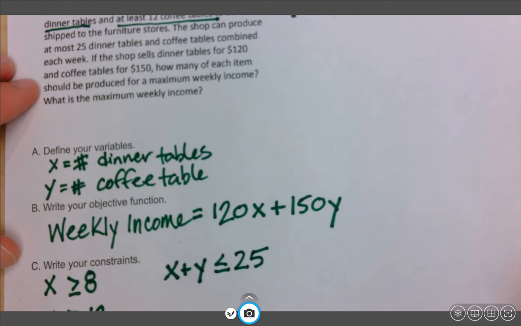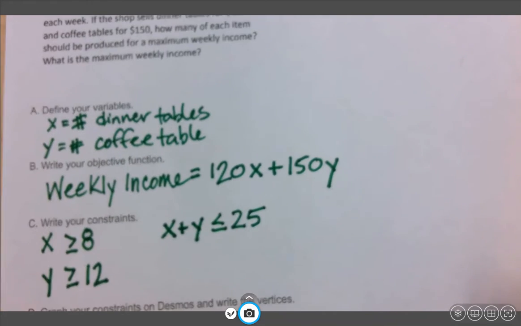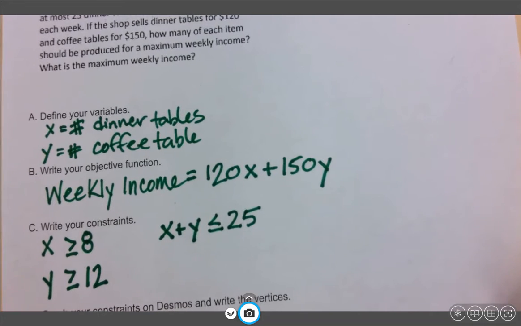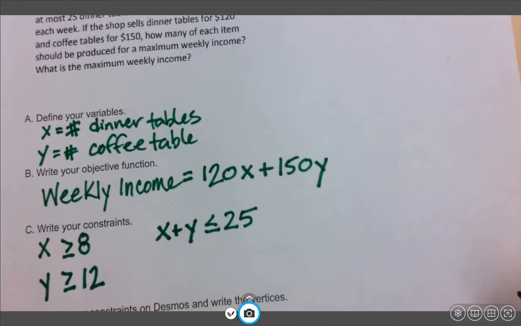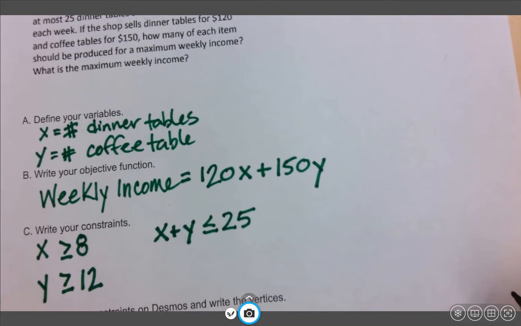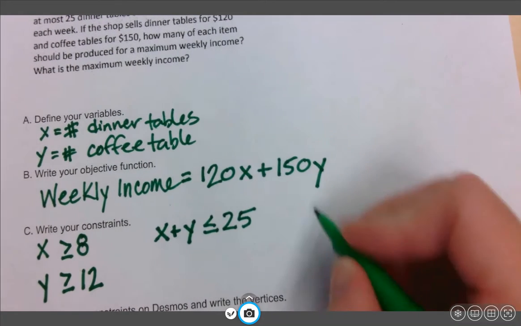We already used the weekly income, 120 and 150. So this is all the story gives us here. But we also know that we can't have negative coffee tables and negative dining tables, right? So X and Y both have to be greater than or equal to what number? 0, good.